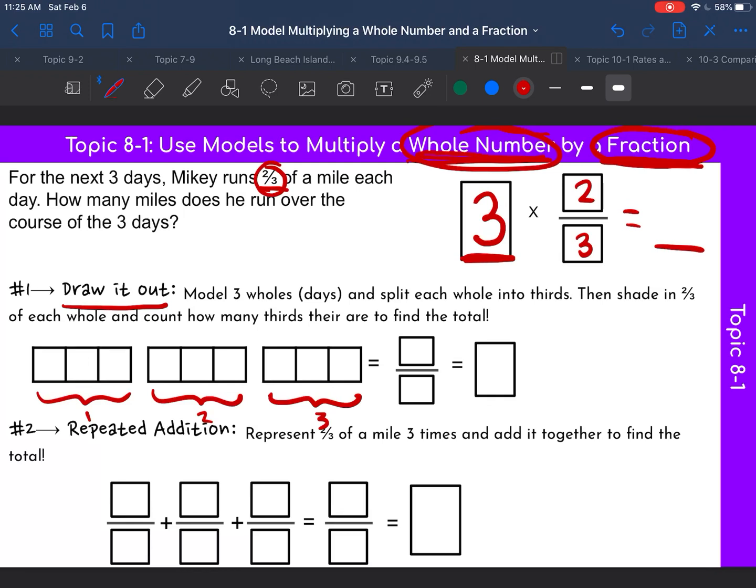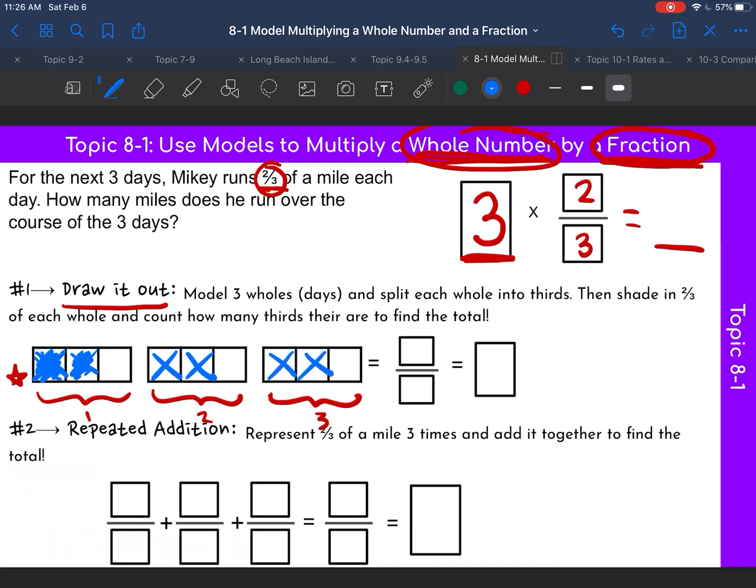So on the first day, which is this day, he runs 2/3, so we can shade in 2/3. Because these are little tables, you can either put an X in it, or you can use the highlight bar and highlight that part of the table, whatever you would like to do. So this model is the first day, 2/3 on that first day, 2/3 on the second day, and then 2/3 on the third day.